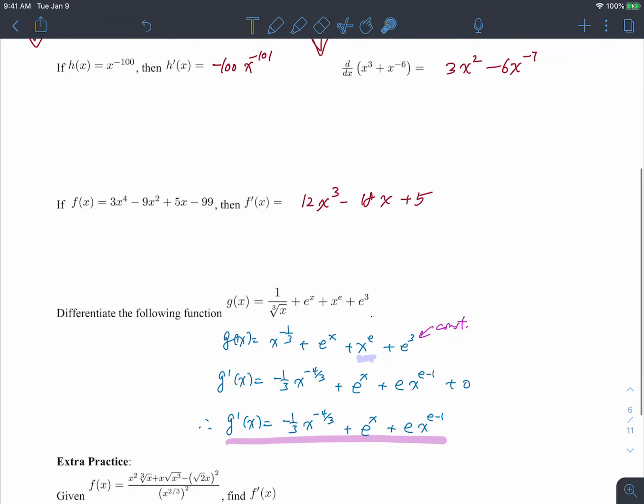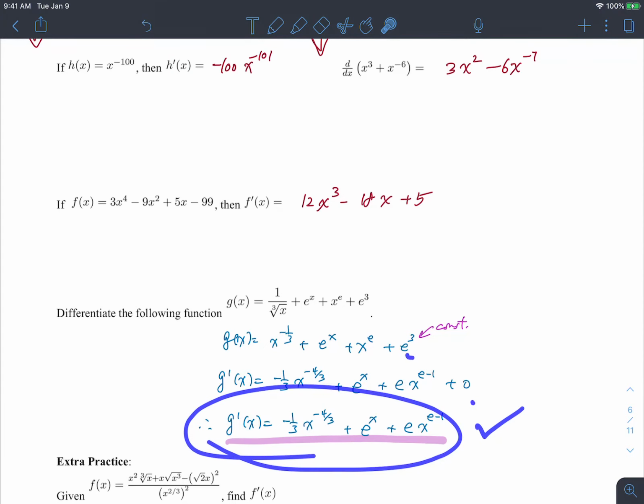And then we have this. You have to recognize that's a constant, right? Once you do that, bring the negative 1/3 to the front, subtract 1, you get negative 4/3. E to the x derivative is e to the x. This one we already did. Derivative of the constant is a 0. Therefore, that's the answer. Okay.